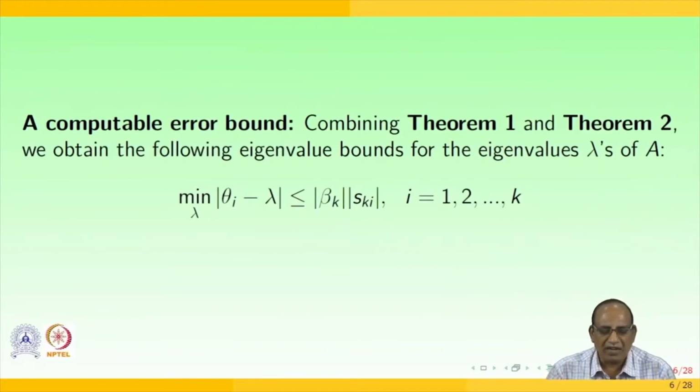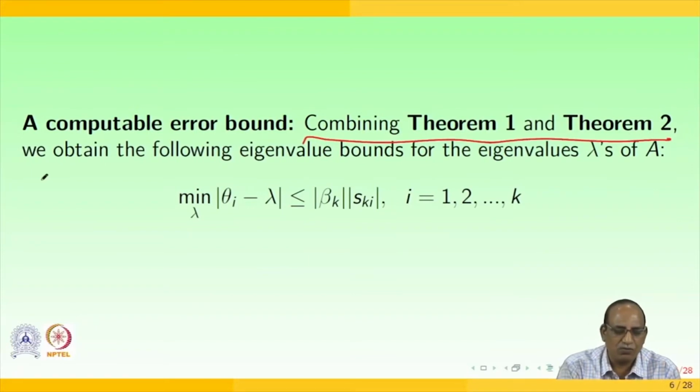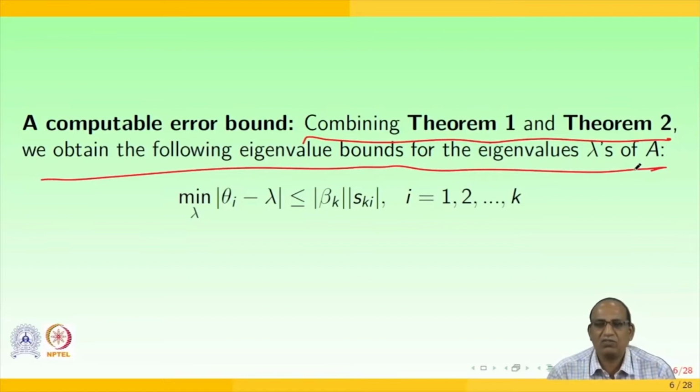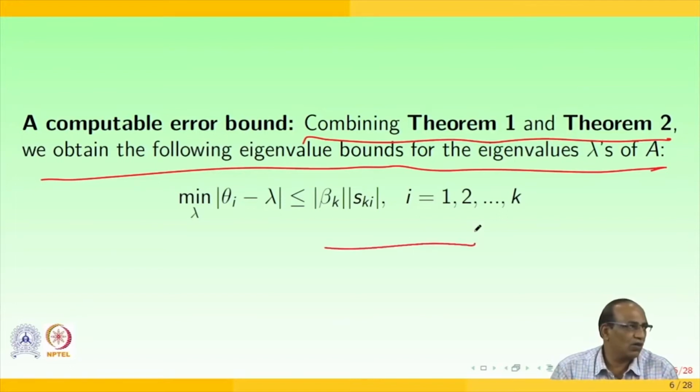A computable error bound: combining theorem 1 and theorem 2, we obtain the following eigenvalue bounds for the eigenvalues lambda of A. Minimum over lambda of modulus of theta i minus lambda is less than or equal to mod of beta k mod of ski, for i equal to 1 to k.